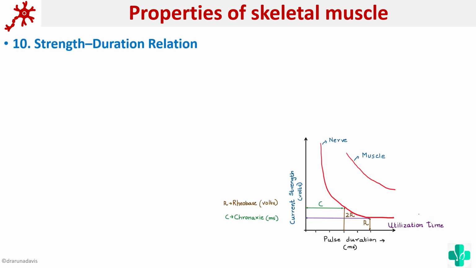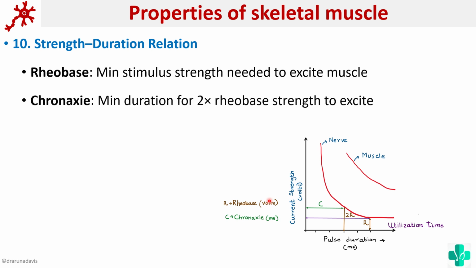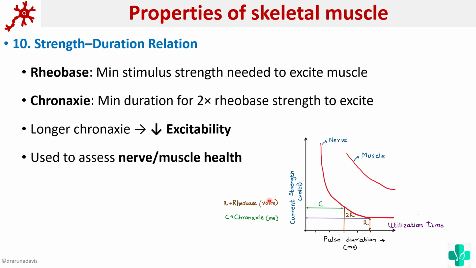I think we've done a separate video on the strength duration relationship. There are a lot of terms here like rheobase and chronaxie, which show the relationship between the strength of the stimulus and the time required for the muscle to respond. Rheobase is the minimum stimulus strength required to excite the muscle, and chronaxie is the minimum duration needed at 2 times the rheobase strength to excite. So the longer the chronaxie, the less excitable the muscle is, and it is used to assess the health of muscles and nerves. I've done a detailed video on this. If you have any doubts, you can go check that.